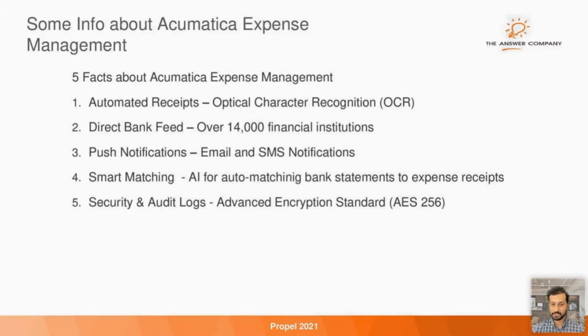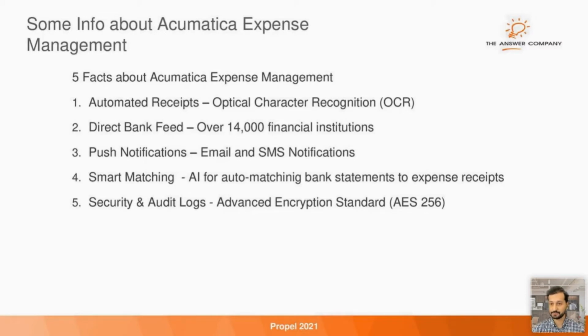Acumatica Expense Management System offers automated receipts through optical character recognition. US and Canadian customers can take a picture of a receipt on their mobile phone using the Acumatica app. Acumatica will automatically create an expense receipt from the image. You can also connect to over 14,000 financial institutions to directly import bank statements into Acumatica. The setup takes just minutes to establish a secure connection.